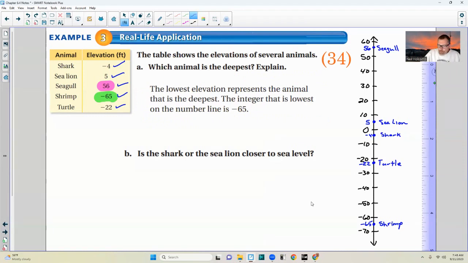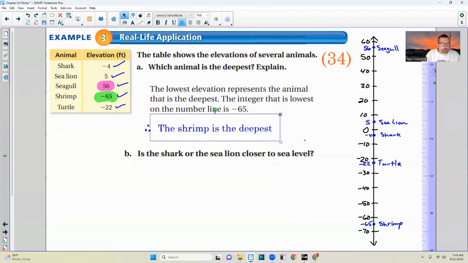So you would say the lowest elevation represents the animal that is the deepest. The integer that is the lowest on the number line is negative 65. Okay. Therefore, which animal's the deepest? The shrimp. Okay, therefore, the shrimp is the deepest. And there we go. All right, and put a dot, no period. Okay, the shrimp is the deepest.